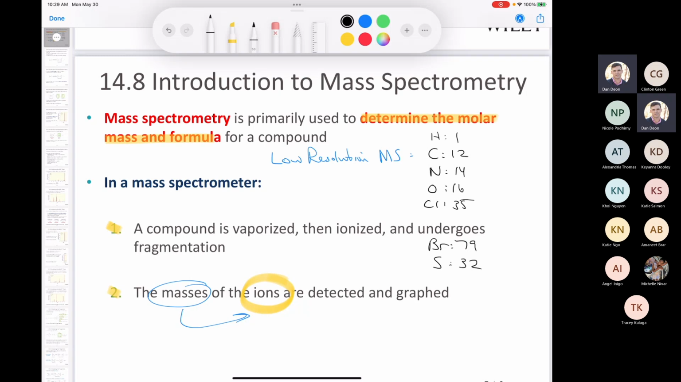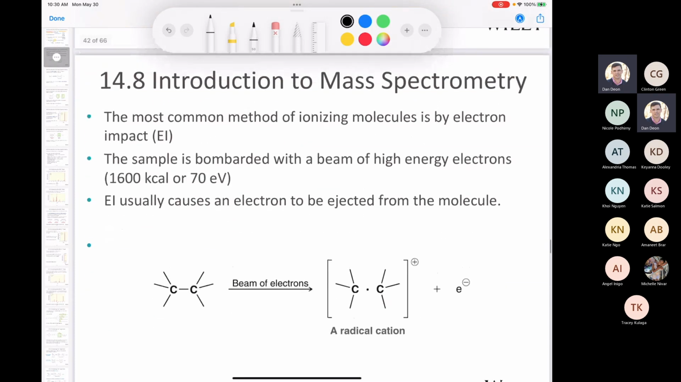atoms. So let's say we had methane, and we were trying to calculate the molar mass of methane. We would say 12 plus 1 times 4, and that would give you 16 atomic mass units. Okay, that would be the mass of methane, etc. All right, well, let's move on from there.